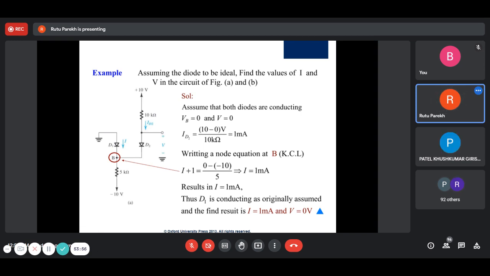Hello, ma'am. In this circuit, on the left side the potential of B will be 0, right? B will be 0? No, how? Now see, if this is not conducting, this segment is not. In this, both the diodes are conducting.